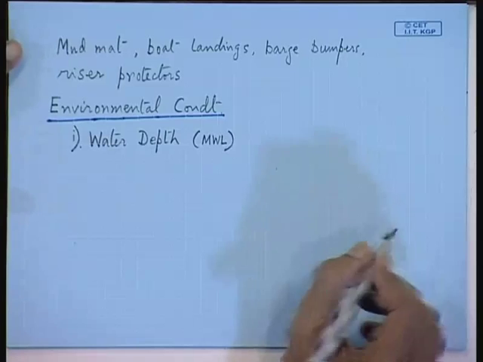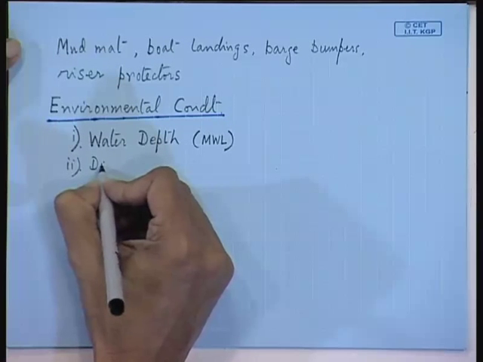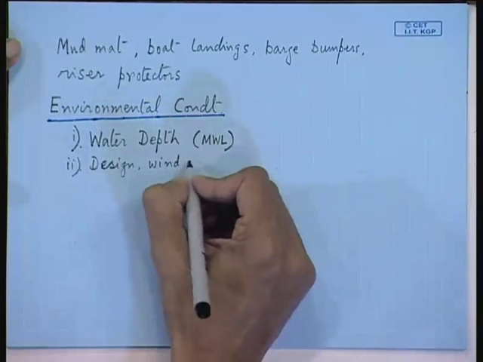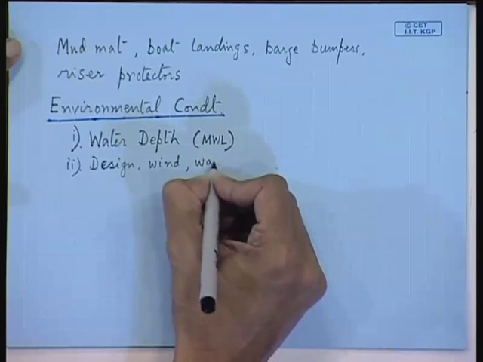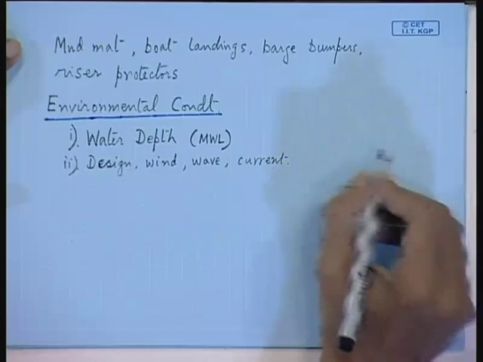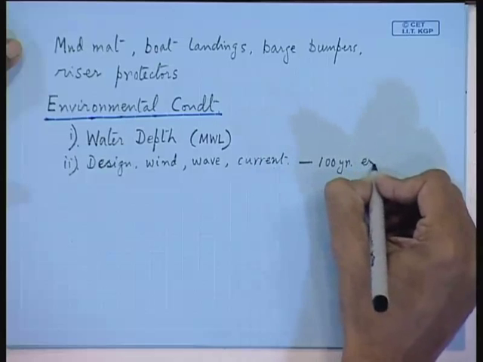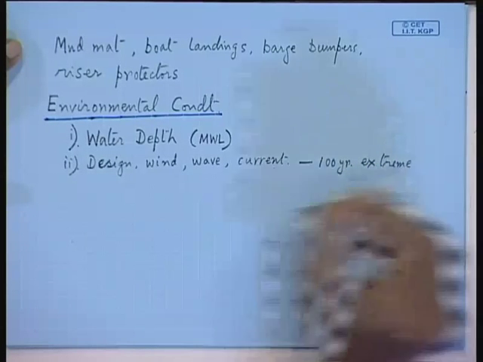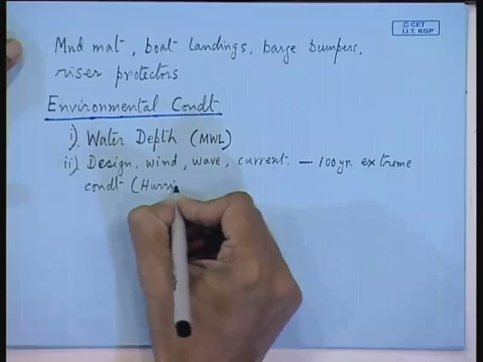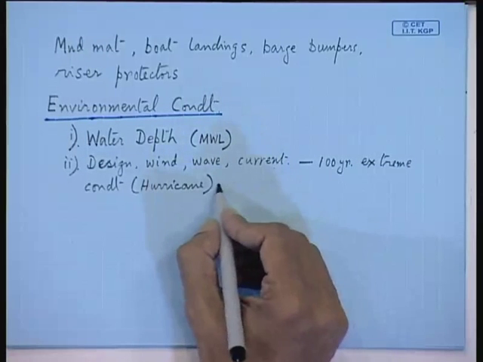Now after this you design the wind, wave, current. Here you have to be very specific. Normally you specify 100-year extreme conditions. So in short they call it hurricane. Now the hurricane condition, I think it is Beaufort 7. This is governed by sea state.